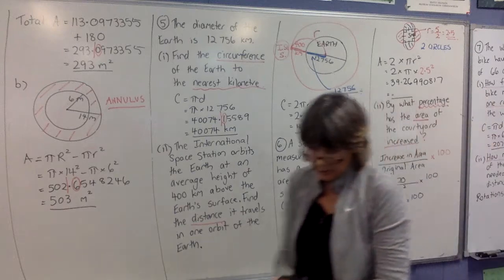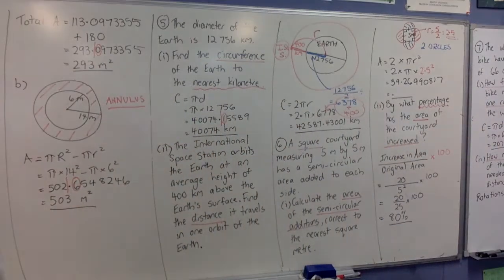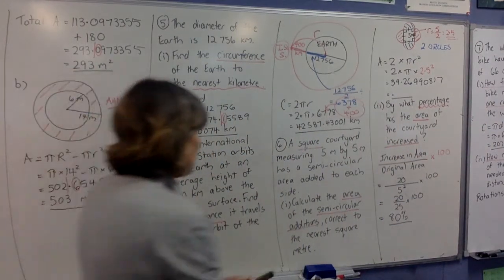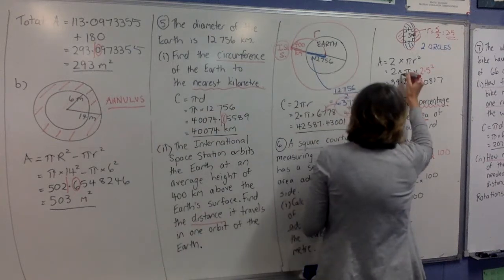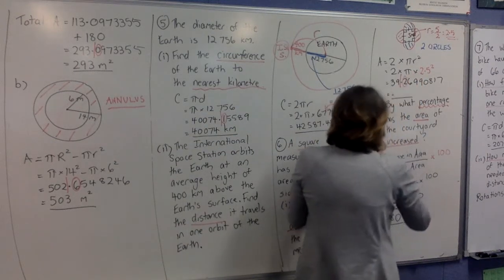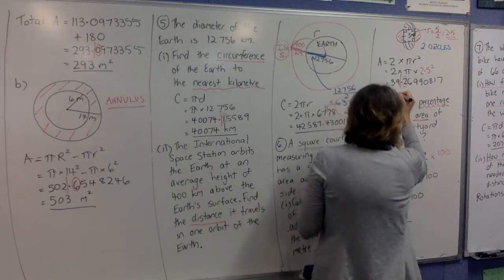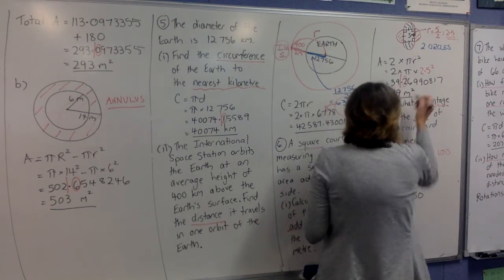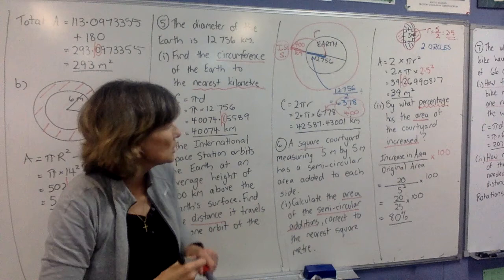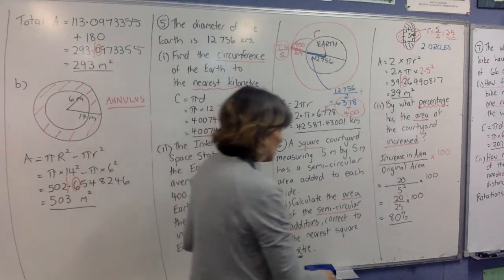And we have to give it to the nearest square metre, which will be 39 square metres, rounding to the nearest whole number. So 39 is what we end up with there. Okay, now the next question says, by what percentage has the area of the courtyard increased?